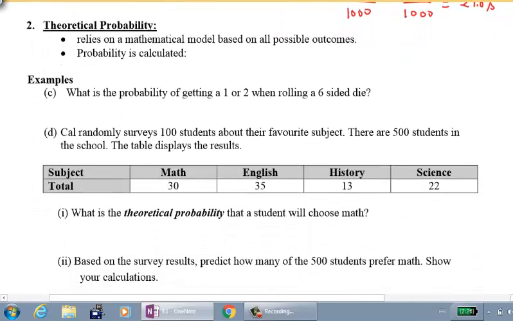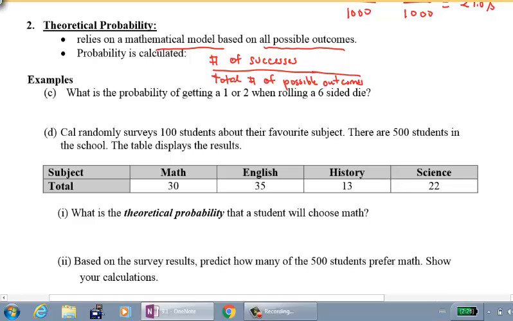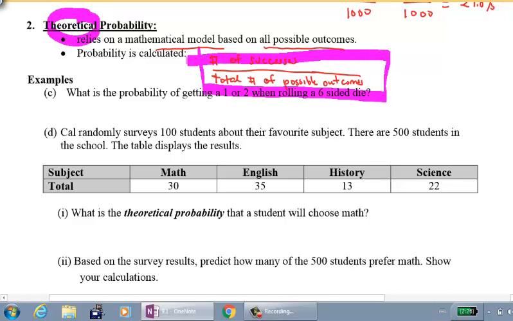Then we have something called theoretical probability, and that's based on a mathematical model of all possible outcomes. This is what you did last year in Math 8, where the probability is calculated as follows. You want to count the number of successes, and please write this down, and you want to divide that by the total number of possible outcomes. And that's the general idea of calculating theoretical probability. Okay, so it's just a ratio.